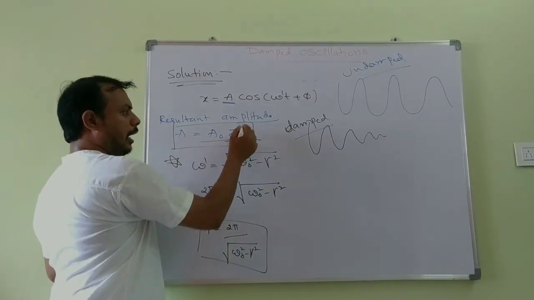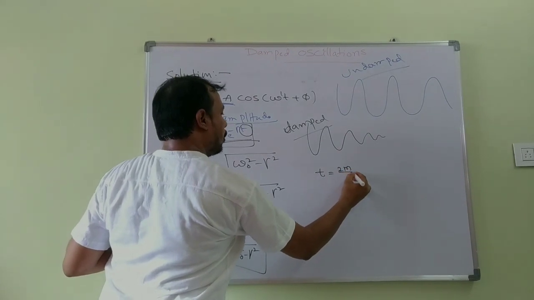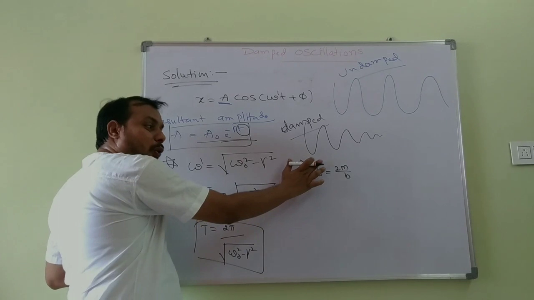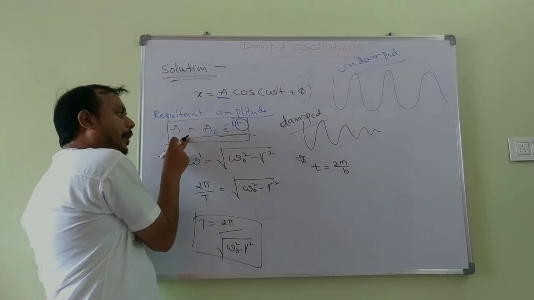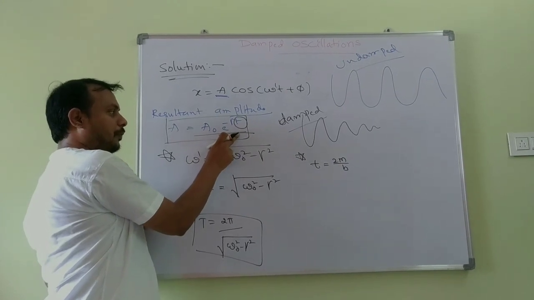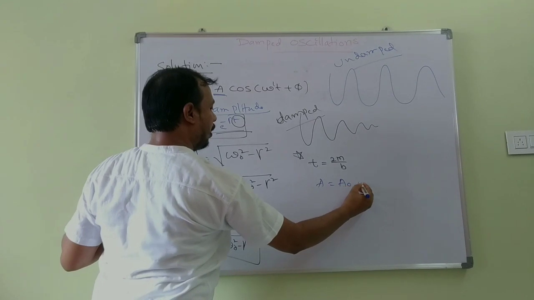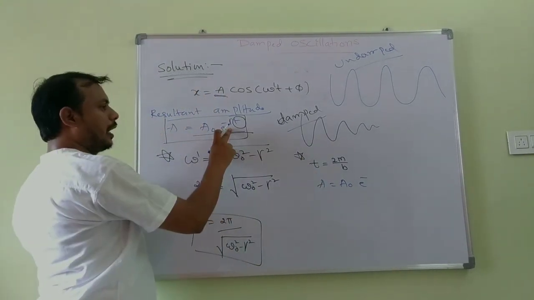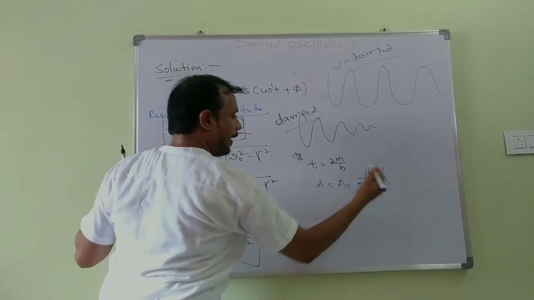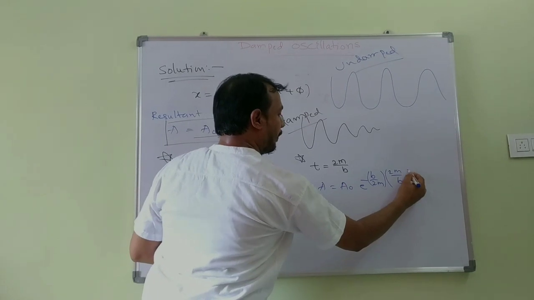In this equation I am writing t as 2m by b. If time value is 2m by b, then what happens for the amplitude? Let us substitute here in the place of t. See, A equal to A naught e power minus gamma t. Gamma is nothing but b by 2m, already we discussed. And time is nothing but 2m by b.